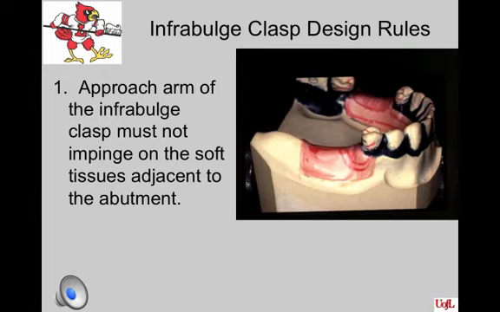The approach arm of the infrabulge clasp must not impinge on the soft tissues adjacent to the abutment. Our text does not advocate the placement of relief wax to create a slight space under the approach arm of the bar clasp. McCracken's text shows that relief. We have had fewer problems with bars digging into the tissues during function when we have that thin layer of relief wax placed below the approach arm.